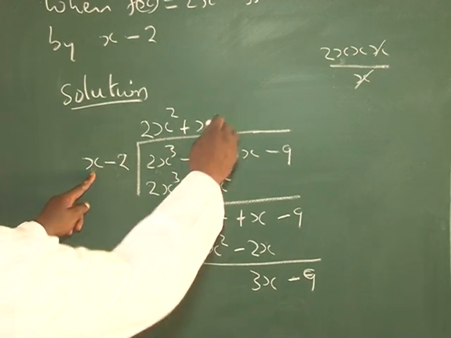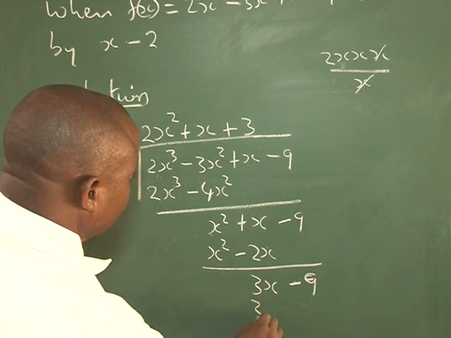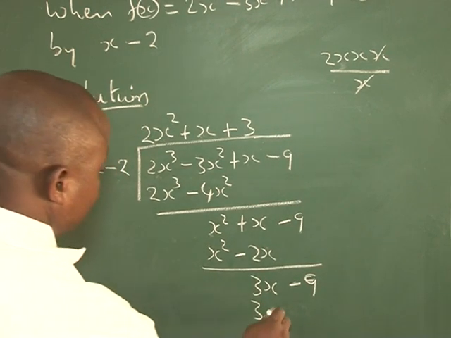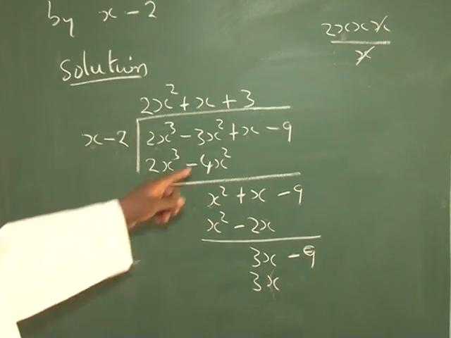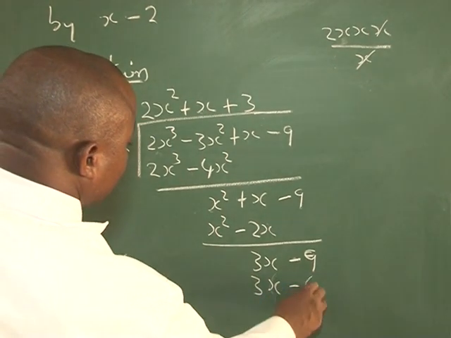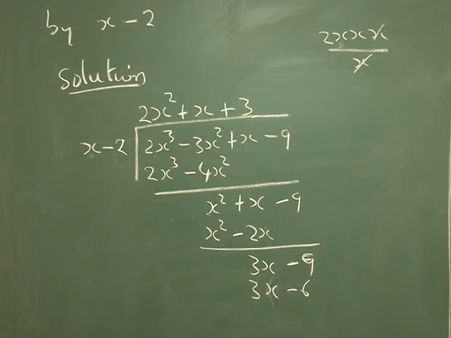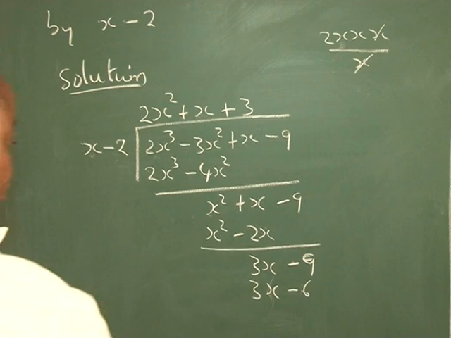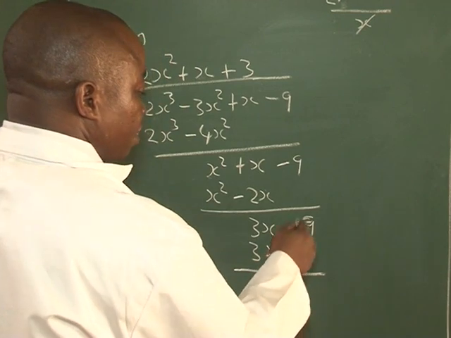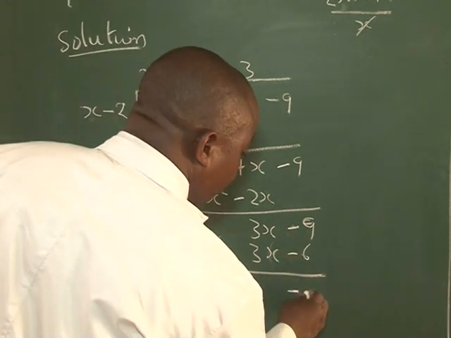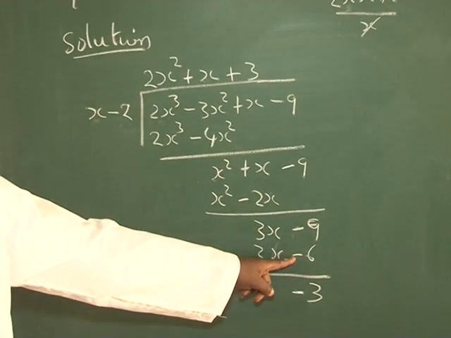3x divided by x gives us 3. 3 times x, we get back 3x. Then 3 times minus 2 is minus 6. So subtracting, we have minus 9 minus minus 6, and that gives us minus 3. That gives us minus 3 because minus is plus.